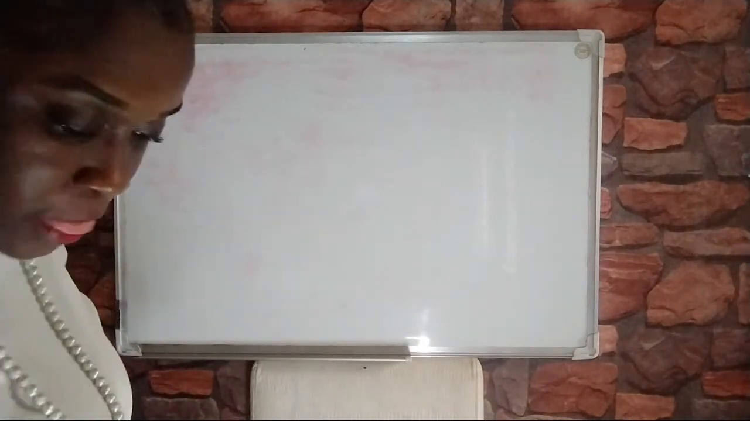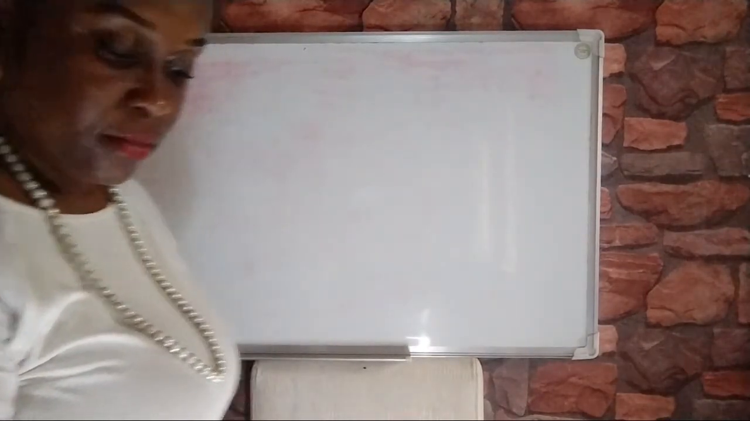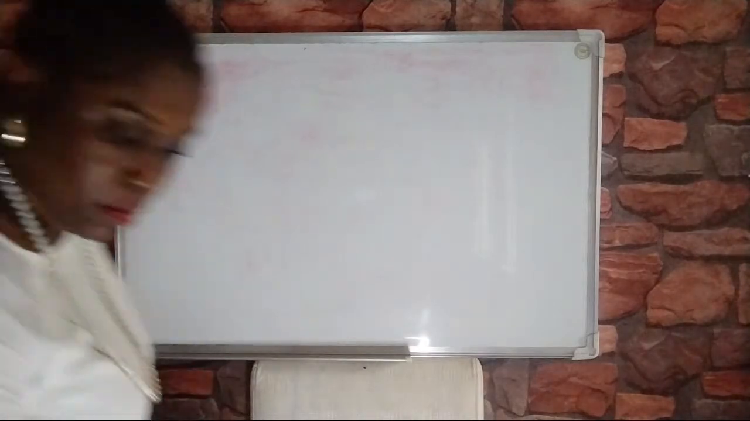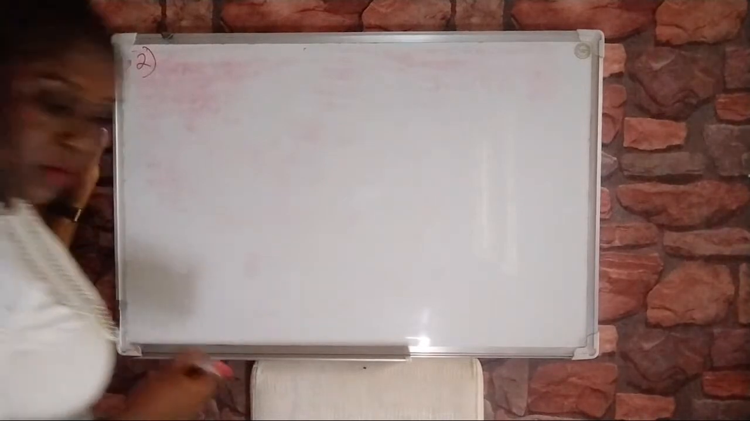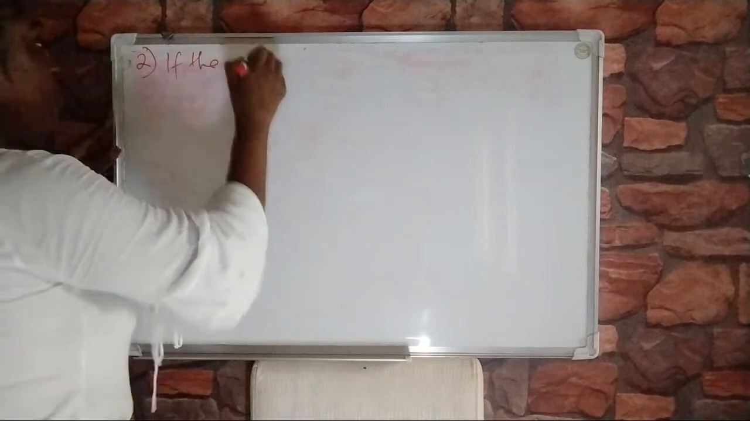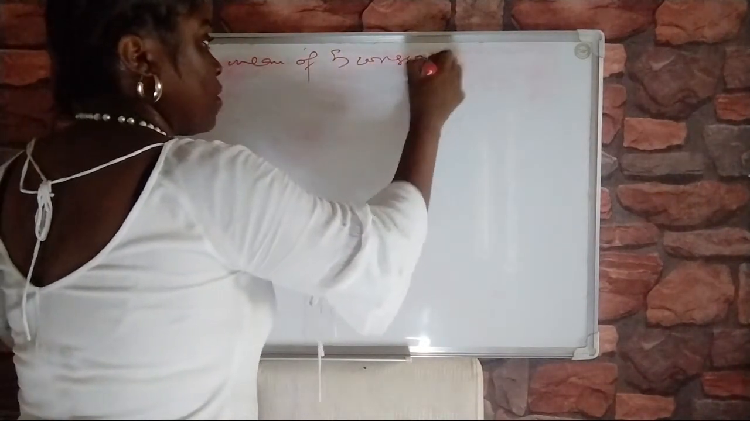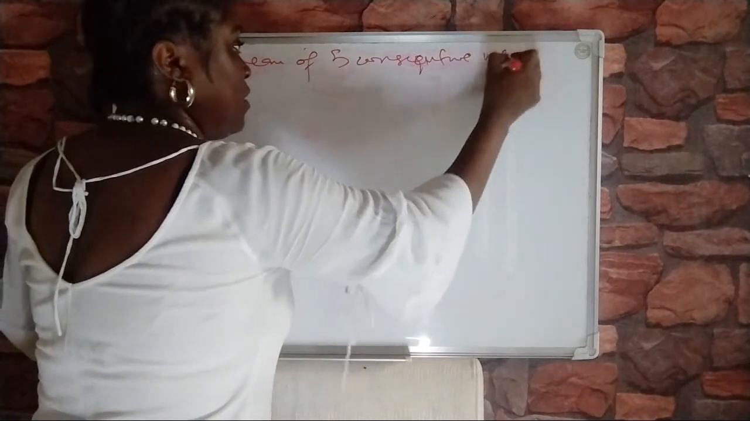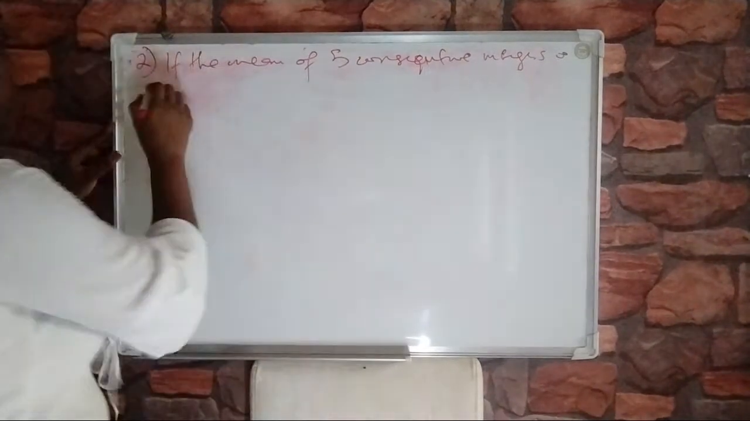So our question 2 says, if the mean of 5 consecutive integers is 30, right? Okay, question 2 says, if the mean of 5 consecutive integers is 30.